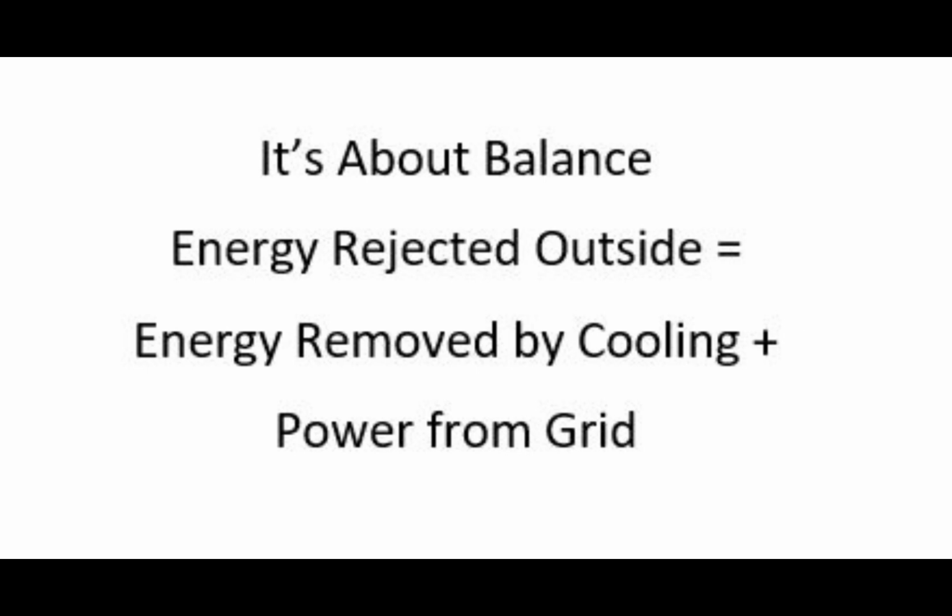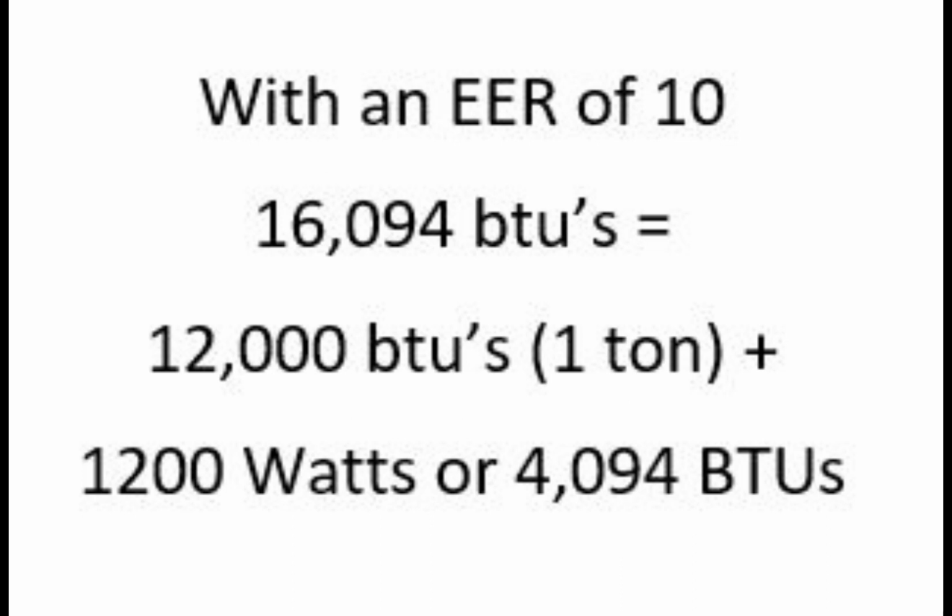So the amount rejected outside is equal to the amount of energy we soak up inside the house plus the grid. The EER, the energy efficiency ratio, is one of the things we use to rate air conditioners. Basically it is how much cooling we get in the house and how much electricity it takes to get that cooling. So that would be the BTUs in the house divided by the number of watts it took to get that.